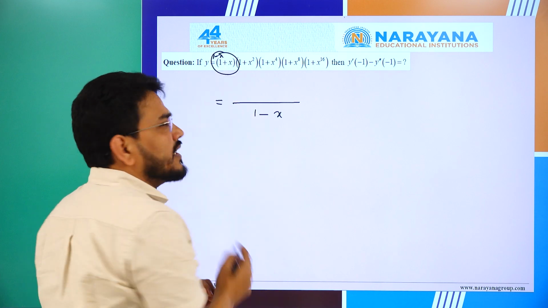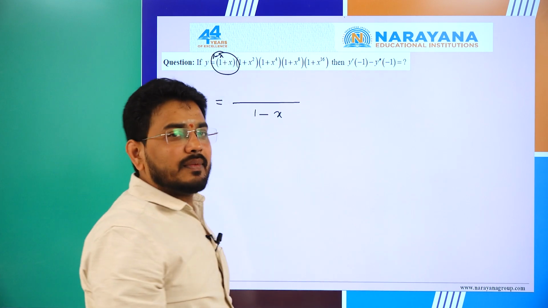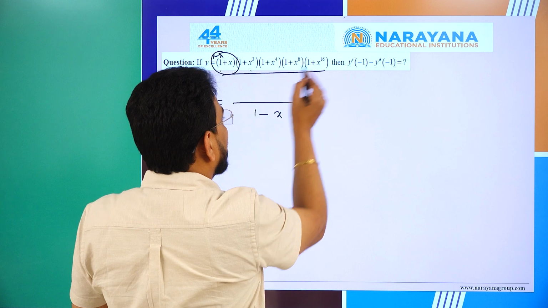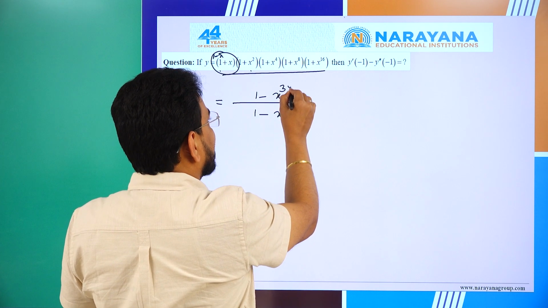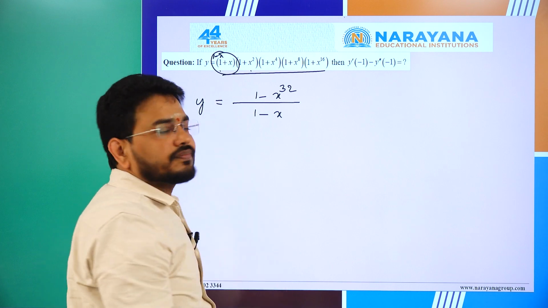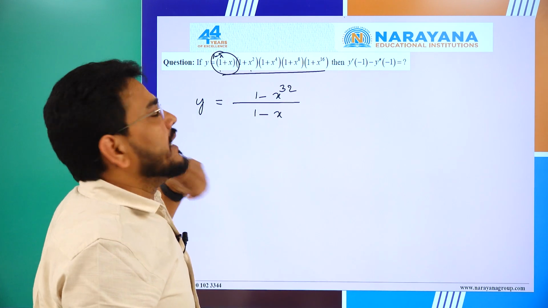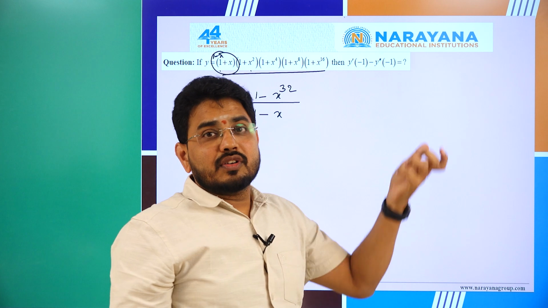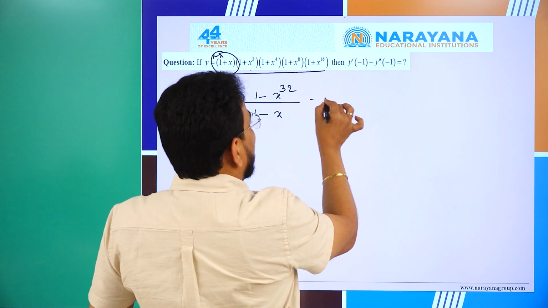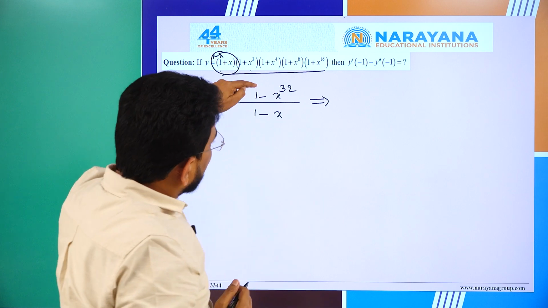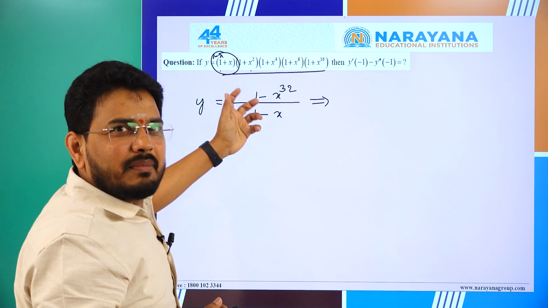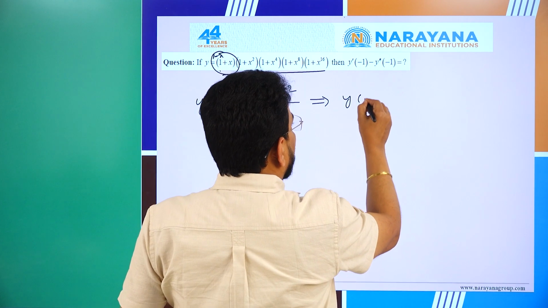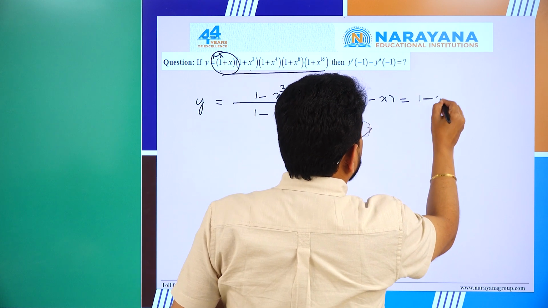So 1 minus x into 1 plus x is 1 minus x square. 1 minus x square into 1 plus x square gives 1 minus x power 4. Keep on doing this, it will be 1 minus x power 32. This is y. Now simply differentiate, substitute x is equal to minus 1, and differentiate again, x is equal to minus 1 again, to get the things. If I differentiate straight away, I need to use the u by v formula, which is comparatively lengthy. So instead of that, you may try this approach.